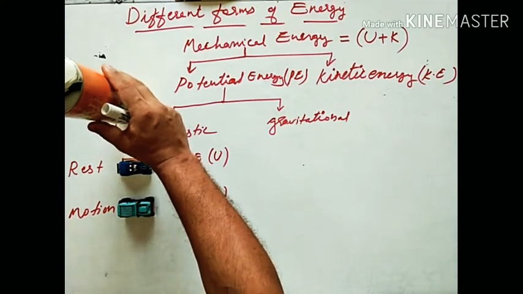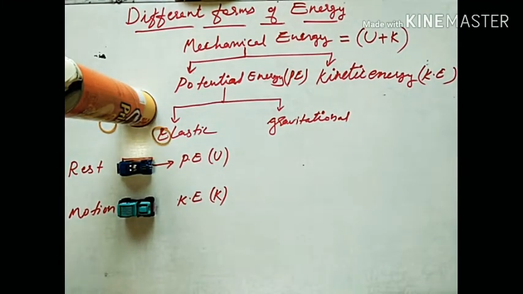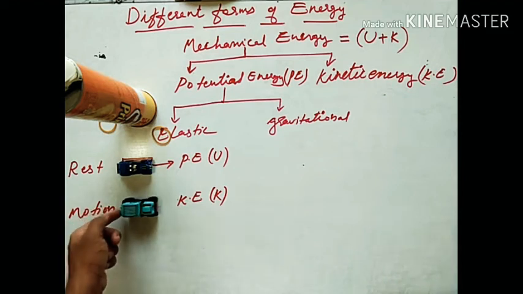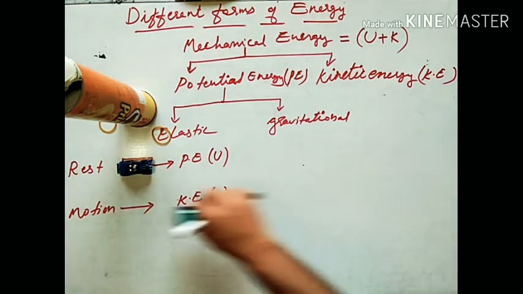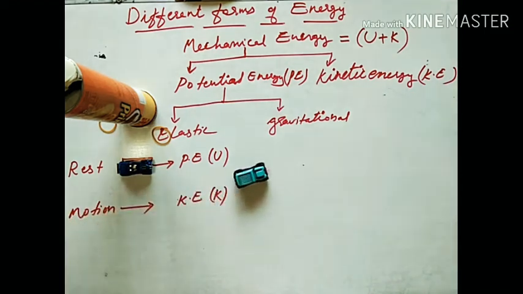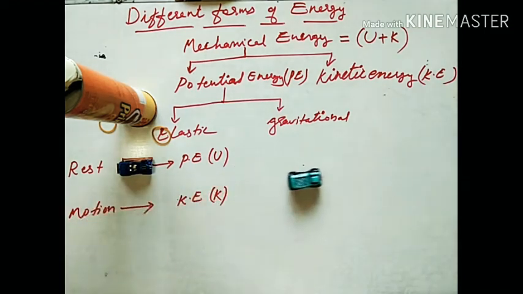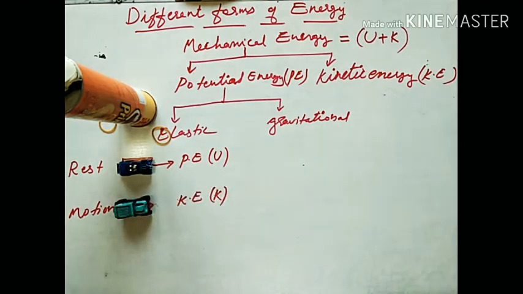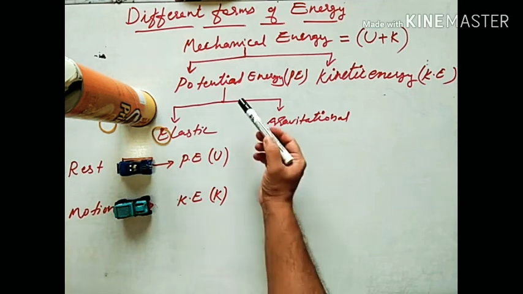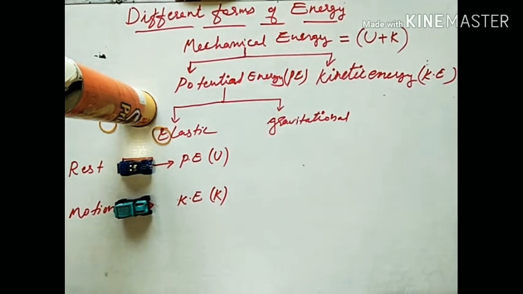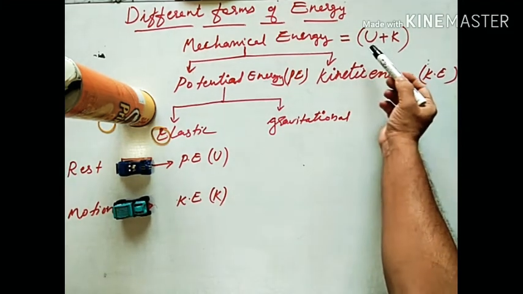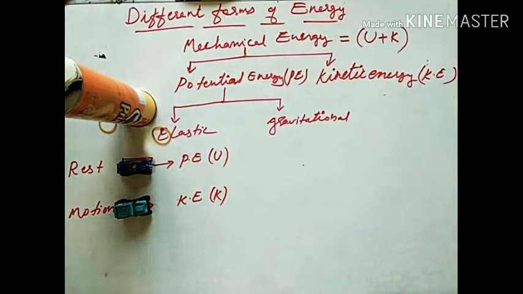Then what is kinetic energy? Kinetic energy is the energy possessed by a body by virtue of its motion. A moving body has kinetic energy. Now, this body is in motion, so it has kinetic energy. Other examples: a speeding car, a speeding train, a running boy, flowing water, blowing wind, everything has kinetic energy. So kinetic energy and potential energy are the different forms of mechanical energy. Mechanical energy is equal to the sum of potential energy and kinetic energy.